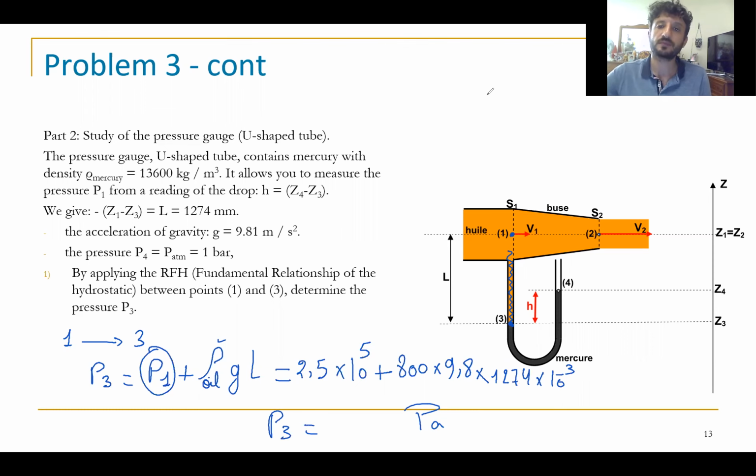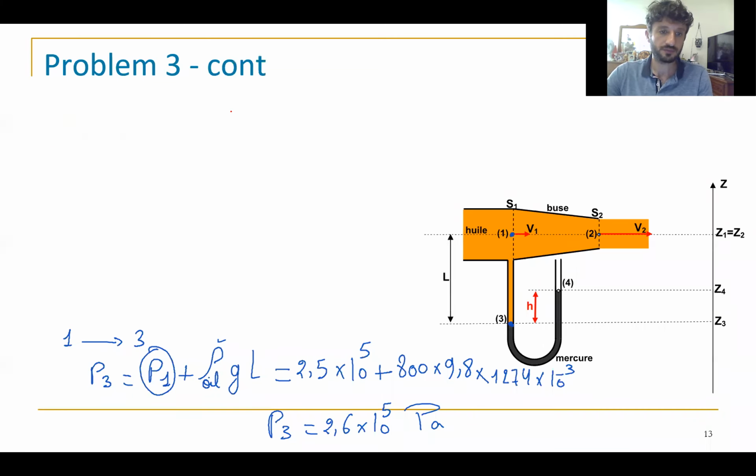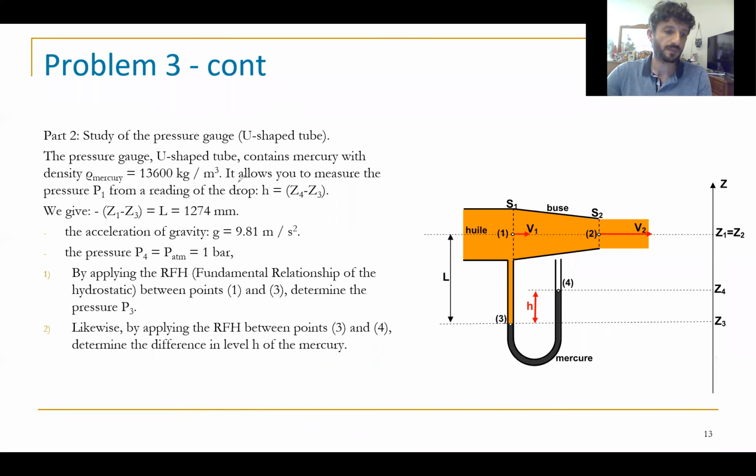Okay, equals to 2.6 times 10 power 5 Pascal. This is the value of P at this point. Okay. Part 2, likewise, by applying the fundamental relationship of hydrostatic between the point 3 and 4, you know we have a static state between them, determine H. So at the end, I need to find H.